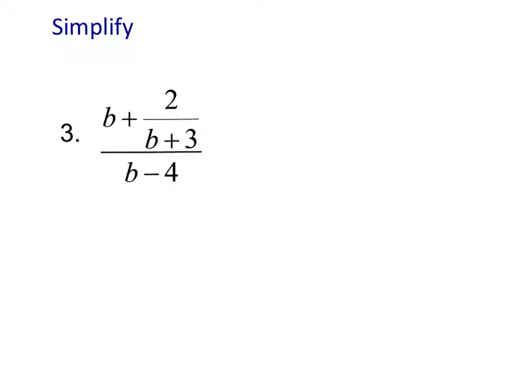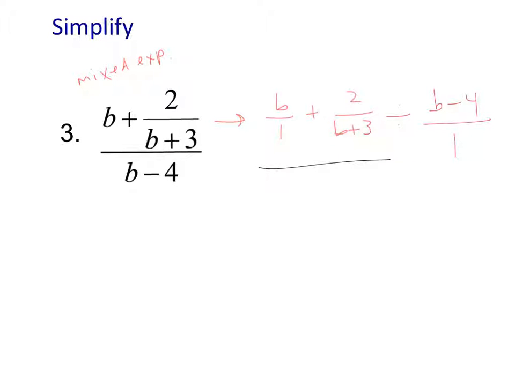Example number 3, b plus 2 over b plus 3 divided by b minus 4. So this is actually a mixed expression here in the numerator, right? Because we have a monomial plus a rational expression. So what this really looks like in the numerator is b over 1 plus 2 over b plus 3, and then divided by b minus 4 all over 1. So I need to first take care of this mixed expression before I can attempt to flip the second fraction and multiply by the reciprocal.